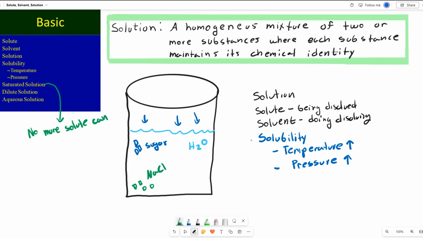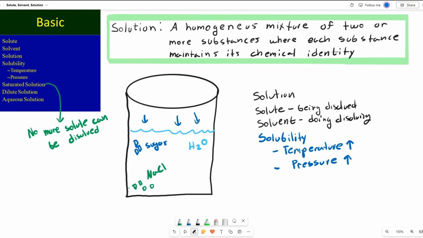And an example of this is, let's say you're someone who likes sweet coffee in the morning. So you make your coffee and then you put in 10 scoops of sugar. And you keep stirring it and stirring it, and eventually you put in so much sugar that there's a layer of solid sugar crystals at the bottom of the coffee. Well, that would be a saturated solution. You have the maximum amount of solute possible in the solution.